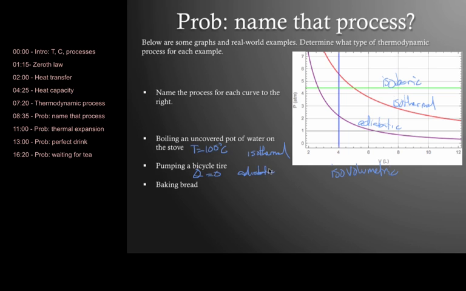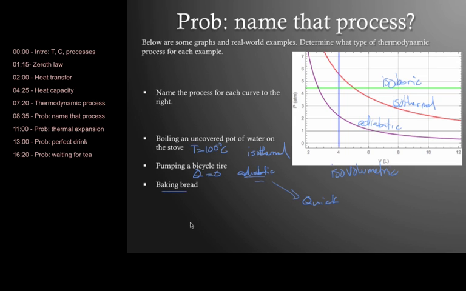Another way to think about adiabatic is that these are really quick processes. An explosion, pumping a bicycle tire, any kind of process that happens very fast must be adiabatic. Processes that happen very slowly are generally isothermal.